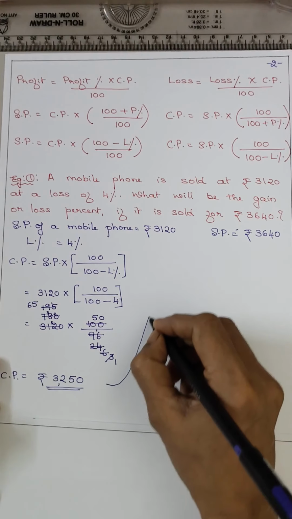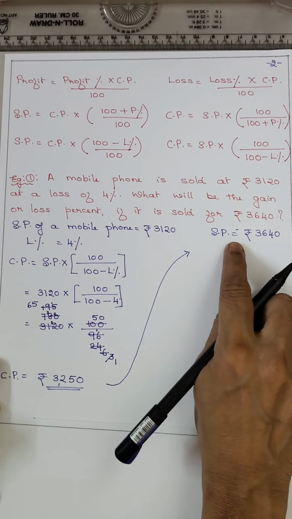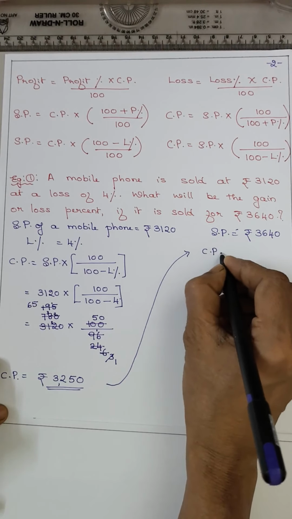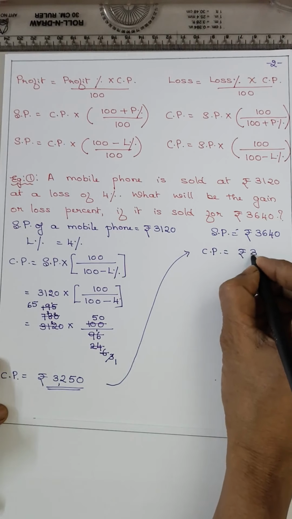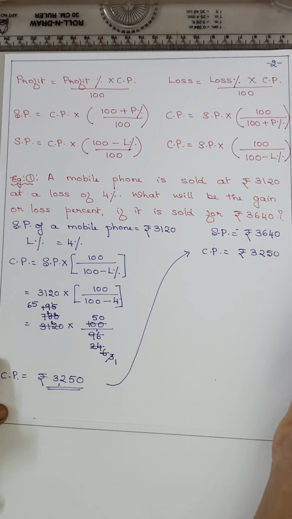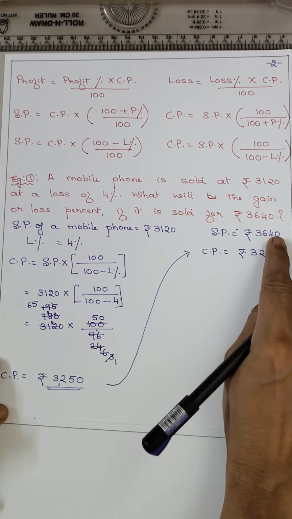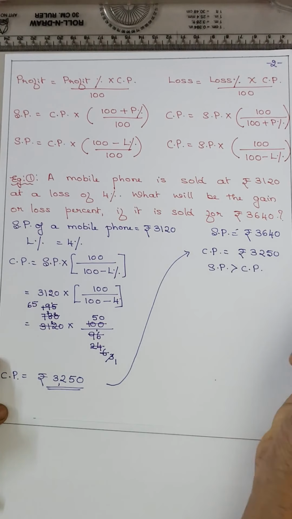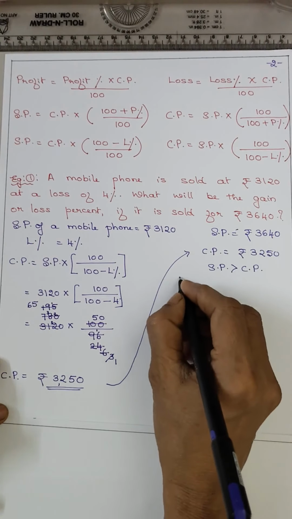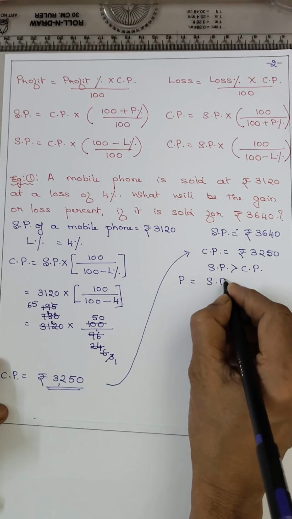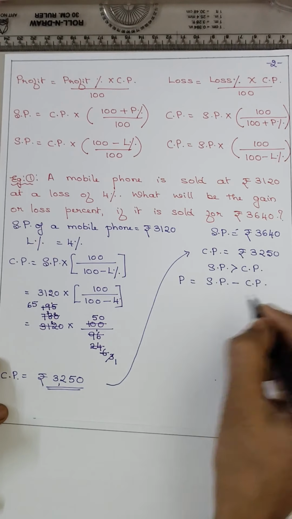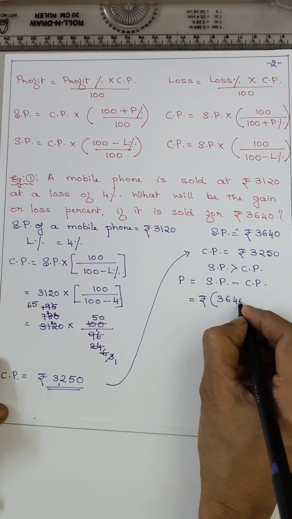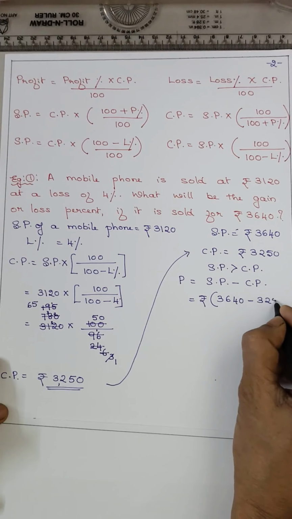Now take this CP to the other side and SP is given 3640. Now CP is equal to 3250. Now which is greater? SP is greater. SP is greater than CP, isn't it? So then it is a profit is equal to SP minus CP. Find out. Rupees 3640 minus 3250.